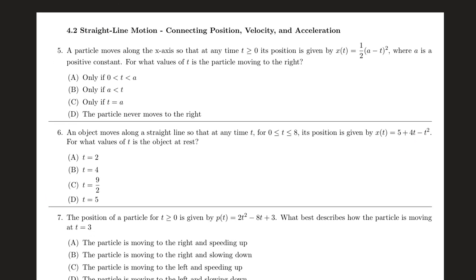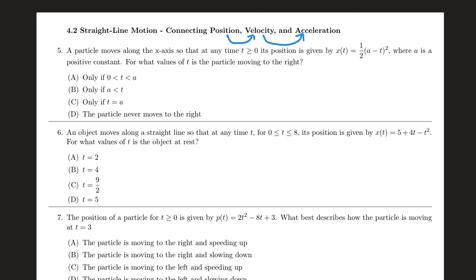All right, 4.2 is all about straight line motion. So you just have to remember that we're talking about position, velocity, and acceleration. If you take the derivative of position, you get velocity. If you take the derivative of velocity, you get acceleration. All right, so in this one, a particle moves along the x-axis, and we have its position. For what values of t is the particle moving to the right?